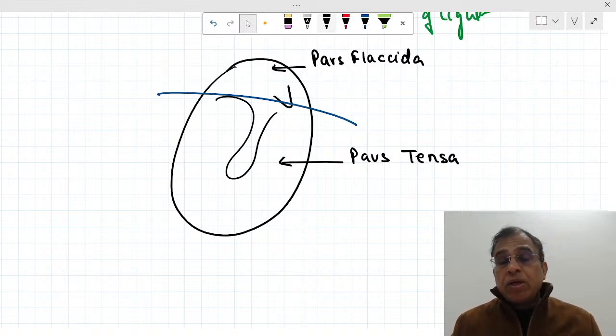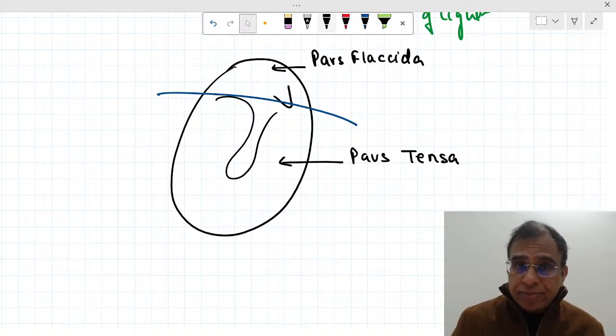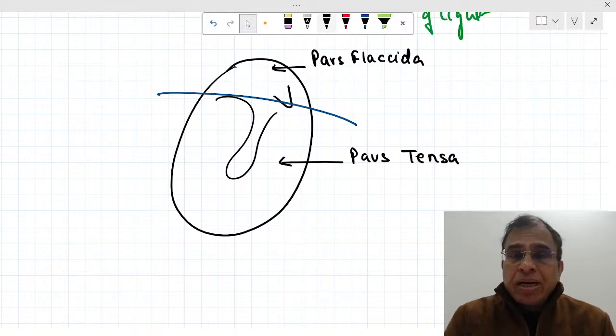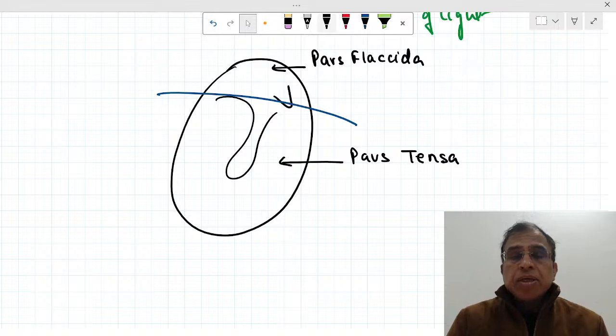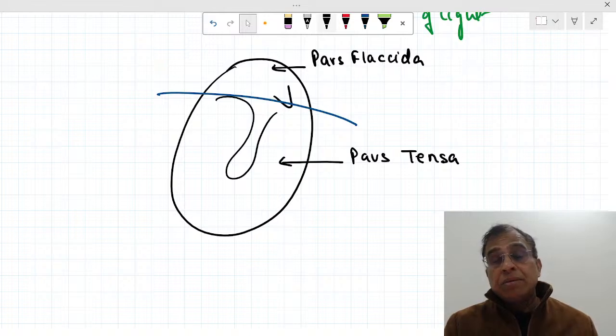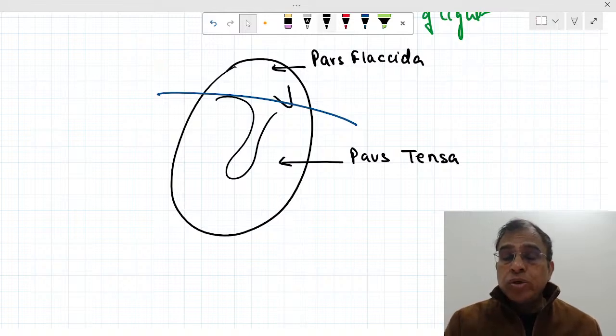Okay. Now why do they look different? Because the anatomy is different. Do you know how many layers the tympanic membrane has? You will read in your books that the tympanic membrane has 3 layers, which is true. But the 3 layers are present only in the pars tensa. Pars flaccida has only 2 layers, not 3.